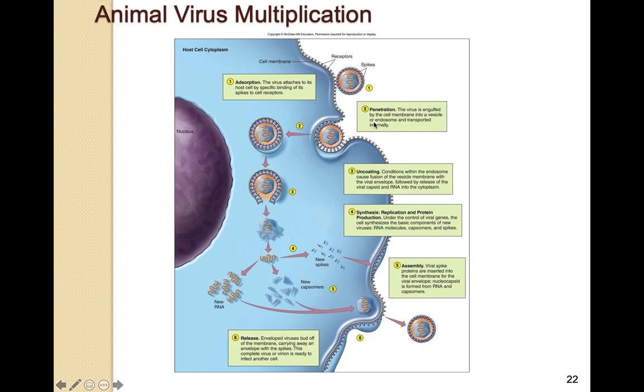Step number two is penetration. You've got to get inside the host cell to be able to infect it. So what's going to happen is the cell is going to bring the virus inside of itself. Once the spikes are bound to the receptors on the outside of the surface, this is going to trigger phagocytosis or endocytosis. Your host cell is going to eat the virus and bring it into its cell. So the spikes are bound, your cell membrane will then start to elongate and phagocytize, eat the virus, and bring it inside of your cell. This is penetration. It's now inside of your cell.